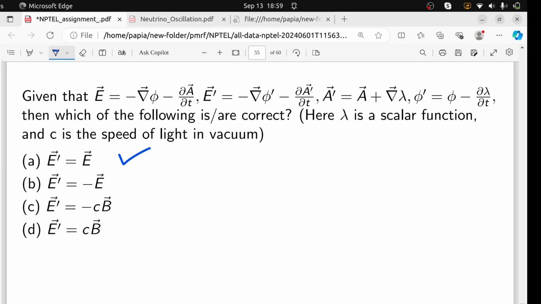Now you can see that if this option is correct, that means option B will not be correct anymore, because E prime is not exactly minus E, as I already calculated that E prime is E. So the first option is correct. Now coming to C and D options, E prime is either CB or minus CB.